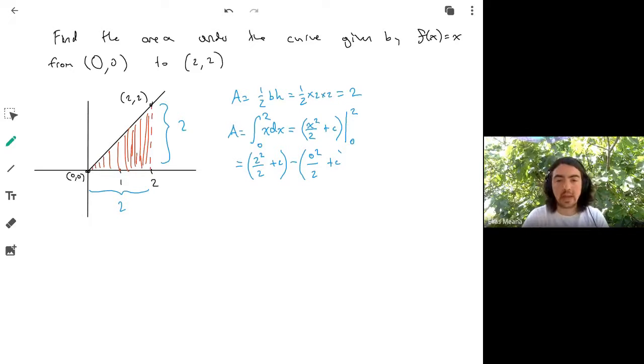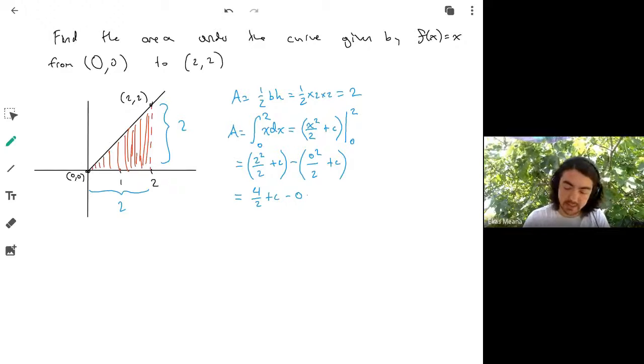Well, we can actually simplify this a little bit. 2 squared is just 4, right? So we've got 4 over 2 plus c for our first term. 0 squared over 2 is just 0. So we've got minus 0 minus c. And so something interesting happens, which is that the c's don't matter at all, right?